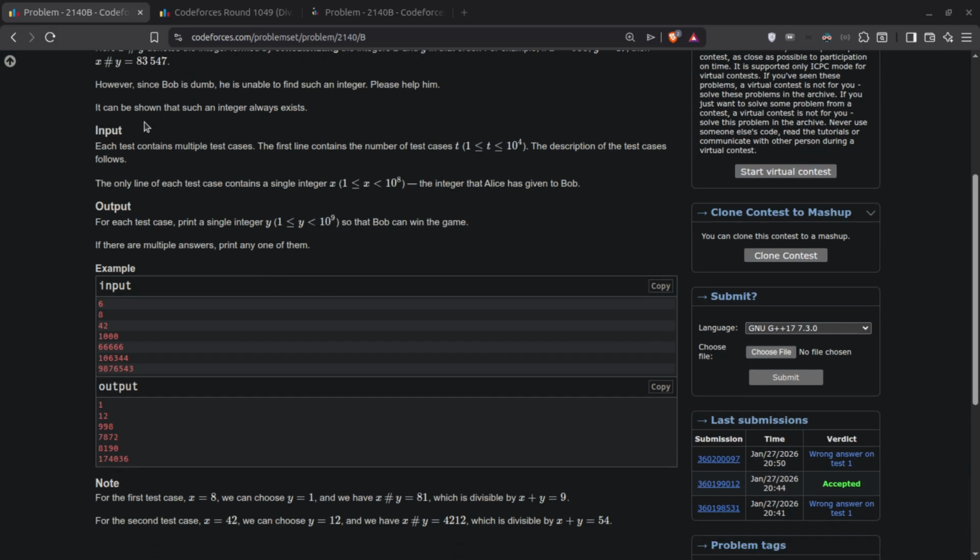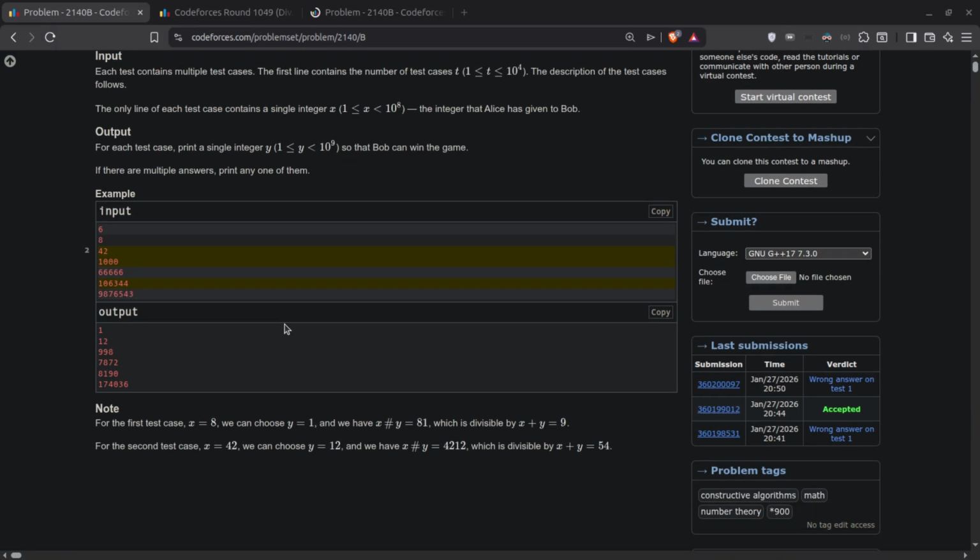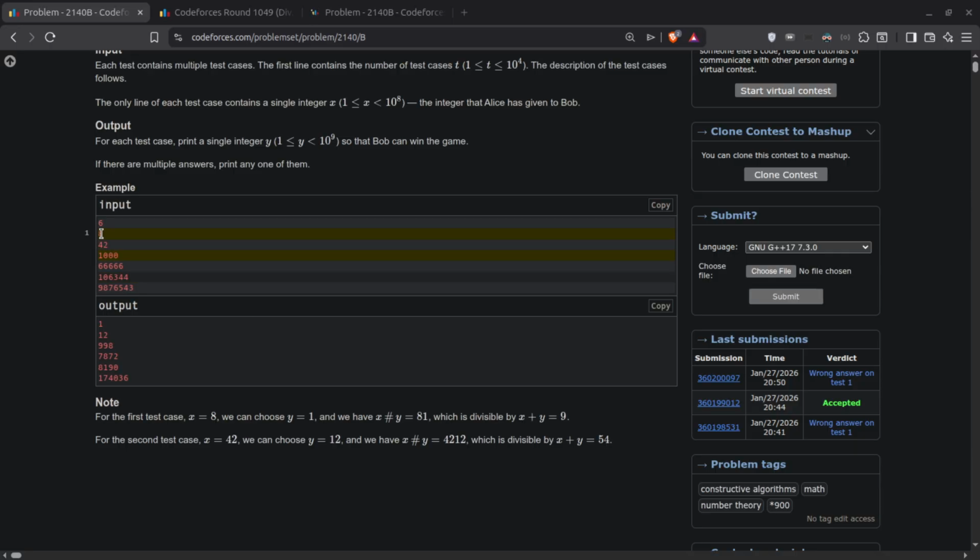So what we have to do: we are given a number like 8. As you can see, the first case x is 8. We can choose y equal to 1. The y and x are not the same integer. We concatenate them, and after concatenating we divide by 9. So it is divisible by 9. So the y is 1, and we have to output that.